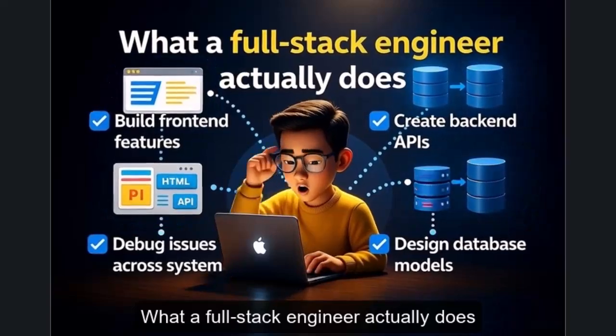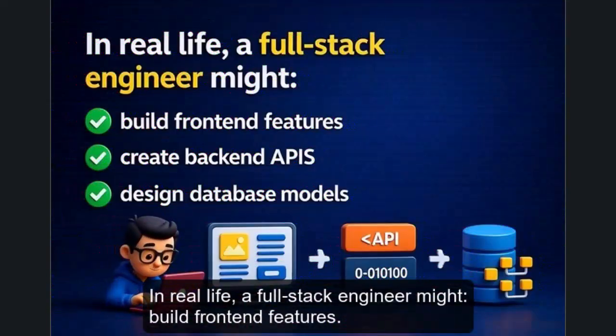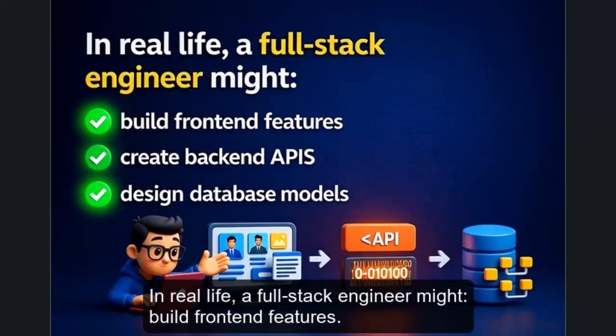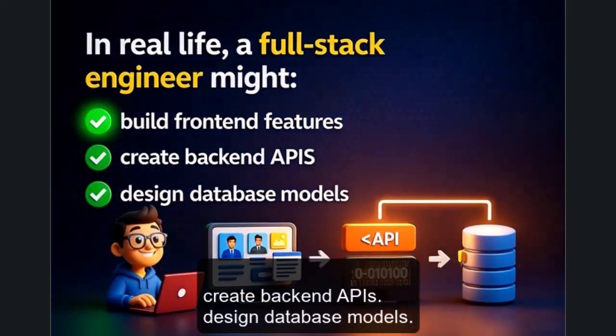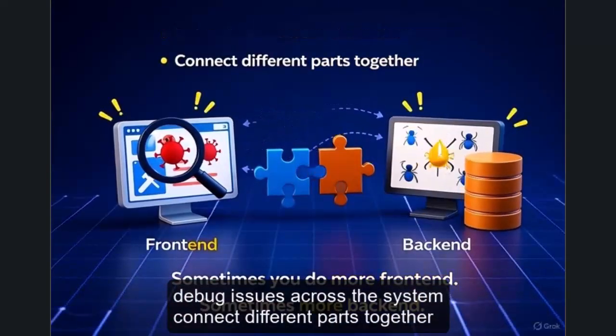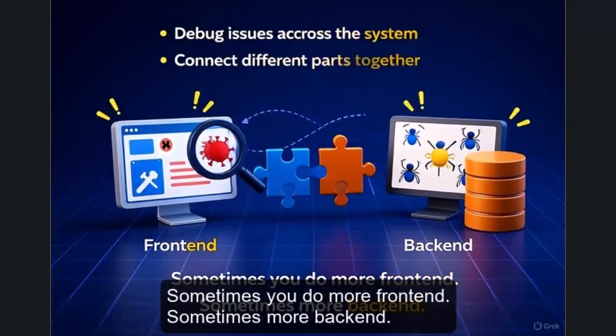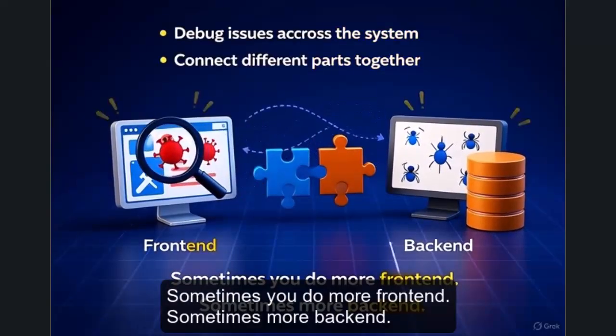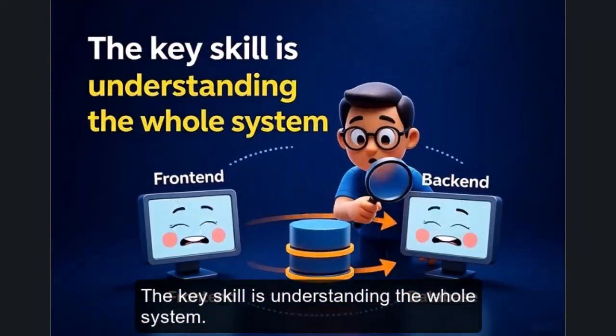What a full-stack engineer actually does. In real life, a full-stack engineer might build front-end features, create back-end APIs, design database models, debug issues across the system, and connect different parts together. Sometimes you do more front-end, sometimes more back-end. The key skill is understanding the whole system.